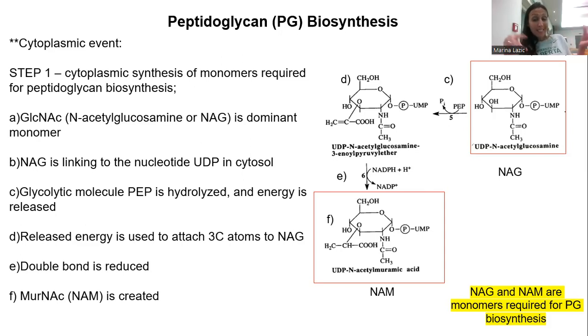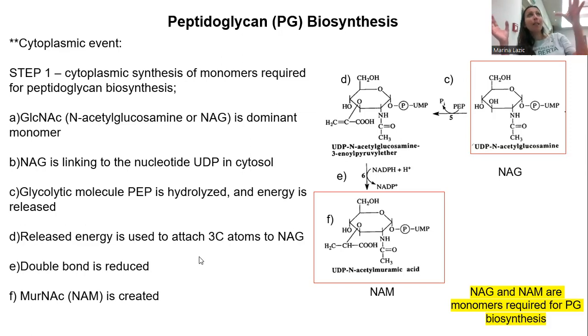Then you have this complex NAG-UDP, and then you have the phosphoenol pyruvate molecule, which is PEP. When phosphoenol pyruvate is hydrolyzed, energy is released. That phosphoenol pyruvate has high energy bonds. The energy from that PEP hydrolysis is used to attach 3 carbon atoms to NAG. Remember, NAG is now bound to UDP. That reduces the double bond, and that's how you get NAM.